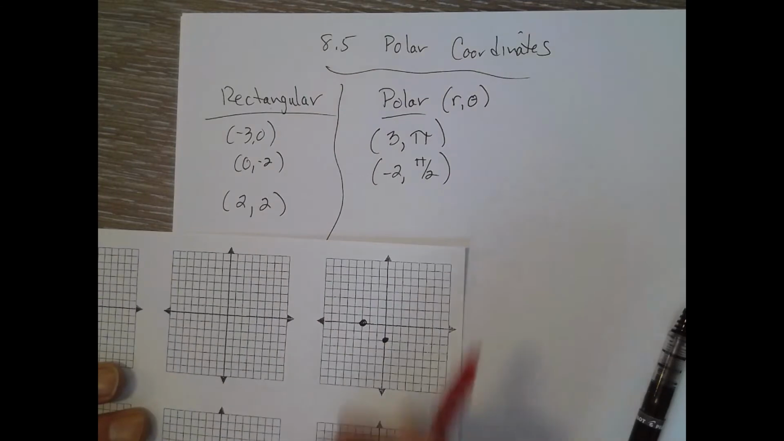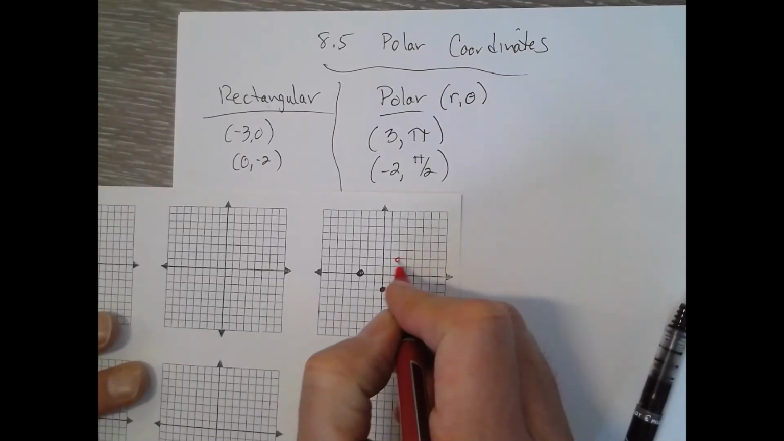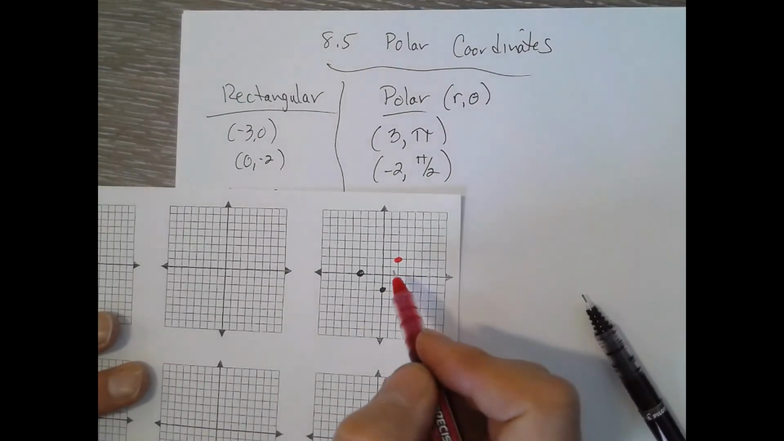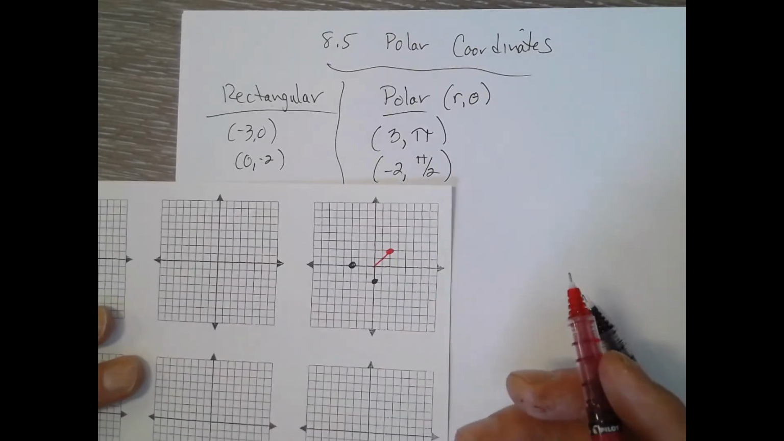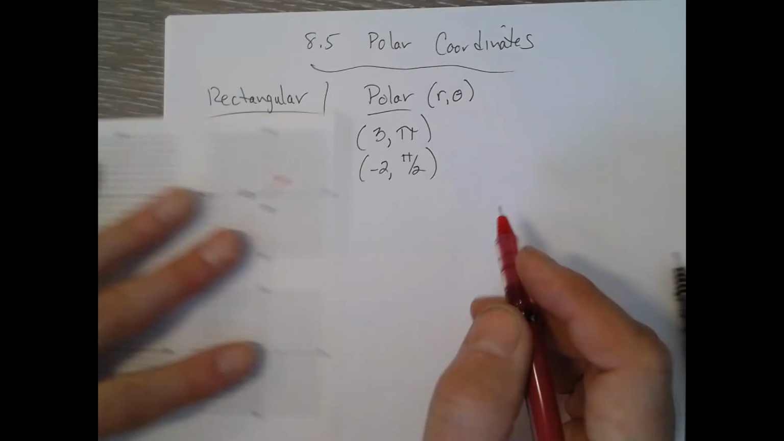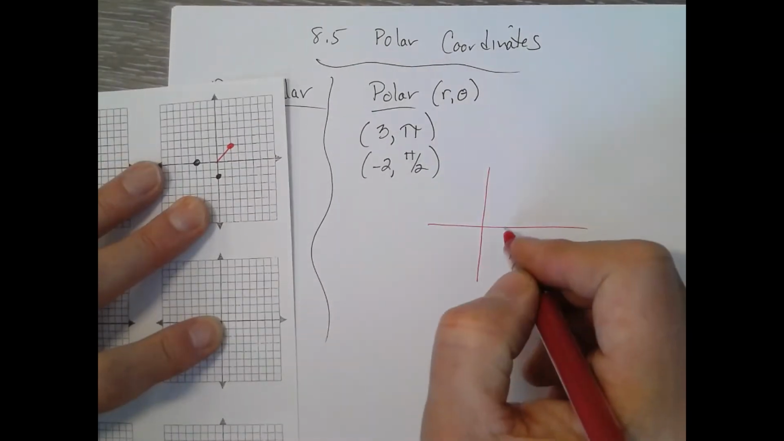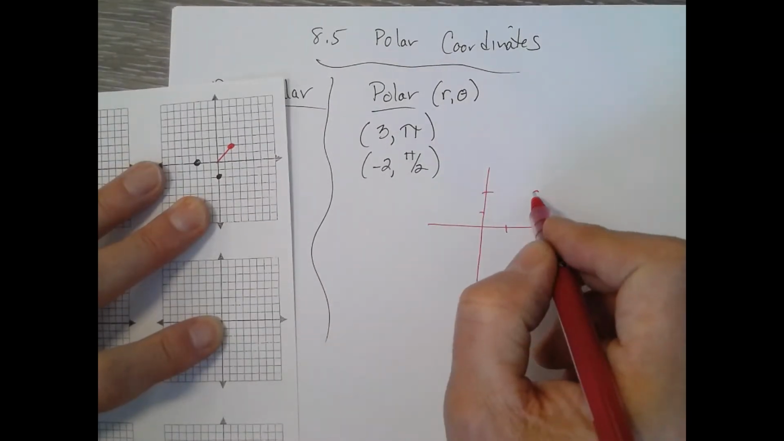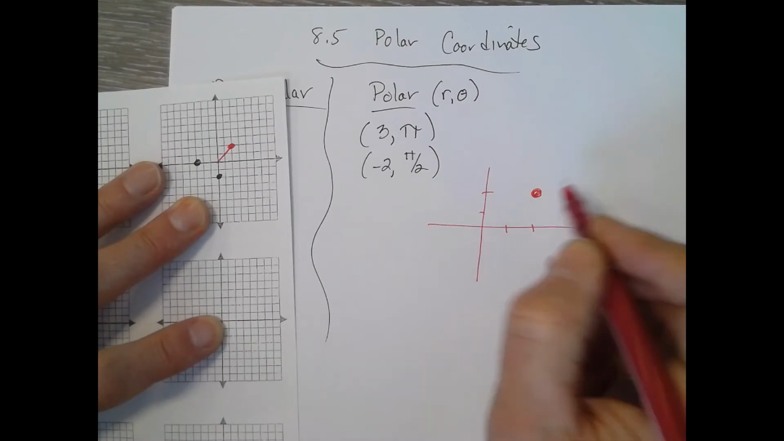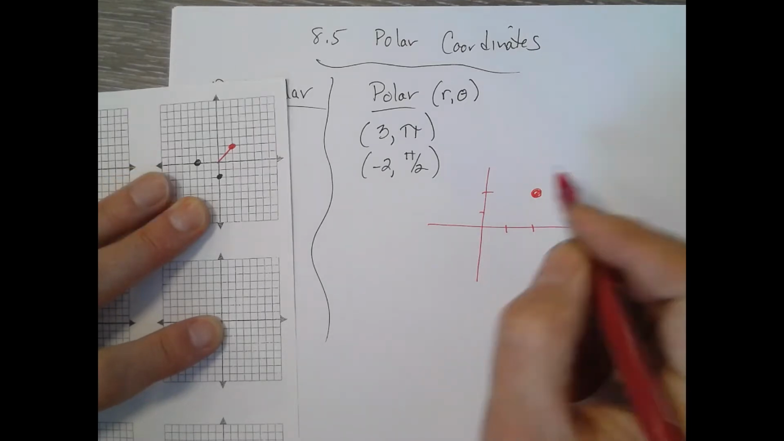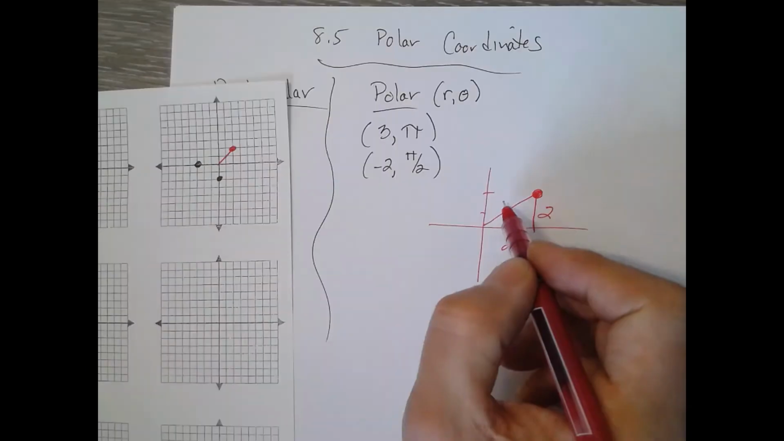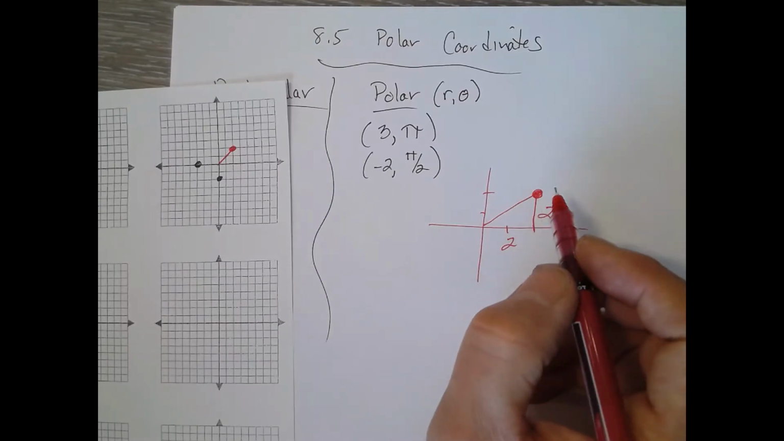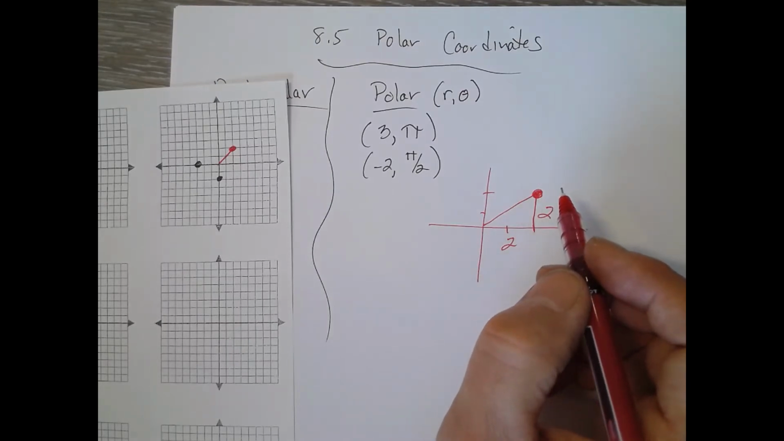All right, so 2, 2 is right up here. We need to know 2 things: how far that is and what the angle is. So I'll just make a little sketch here. Over 2, up 2. How do I find out how far? If this is 2 and this is 2, does that mean this is 2? No, it's 4. Remember, the square root of 8.